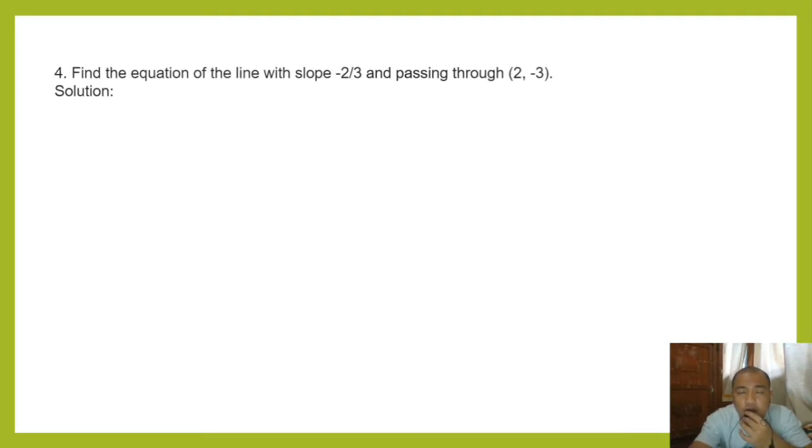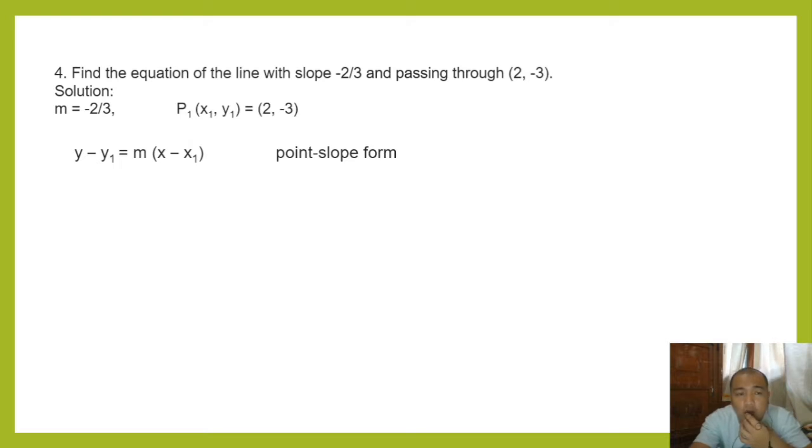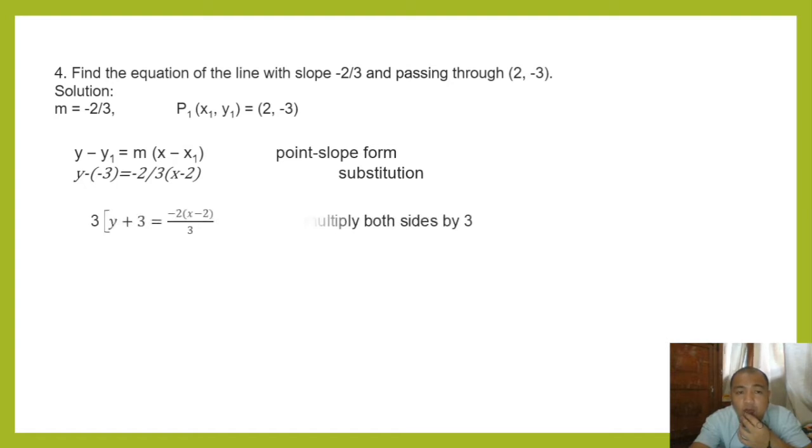Find the equation of the line with slope negative 2/3 and passing through (2, negative 3). So same procedure as in number 1, 2, and 3. Slope given, slope negative 2/3. The point is (2, negative 3). So since the given are our slope and a point, we use the point-slope form of the equation of the line. Y minus y sub 1 equals m times quantity x minus x sub 1. So we have y minus negative 3 equals negative 2/3 times x minus 2.